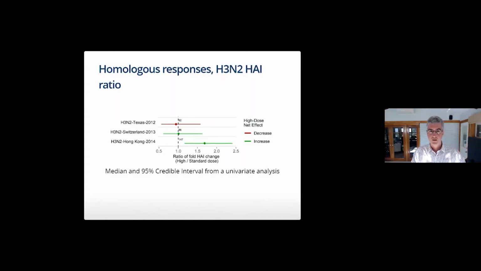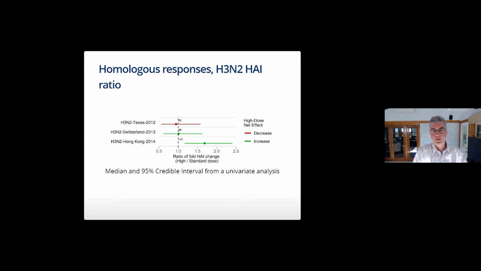Then we looked at the H3N2 component, and there it's not as clear. So if you look at the first two, the Texas and Switzerland vaccine strains, you see they're very close to zero, meaning that the high-dose vaccine actually didn't induce a higher HAI titer. And in fact, the median for the Texas is somewhat below 1, so the median actually led to a decrease in the high dose, though it overlaps 1 very much, so I would interpret that there's really no difference between the high and low dose.